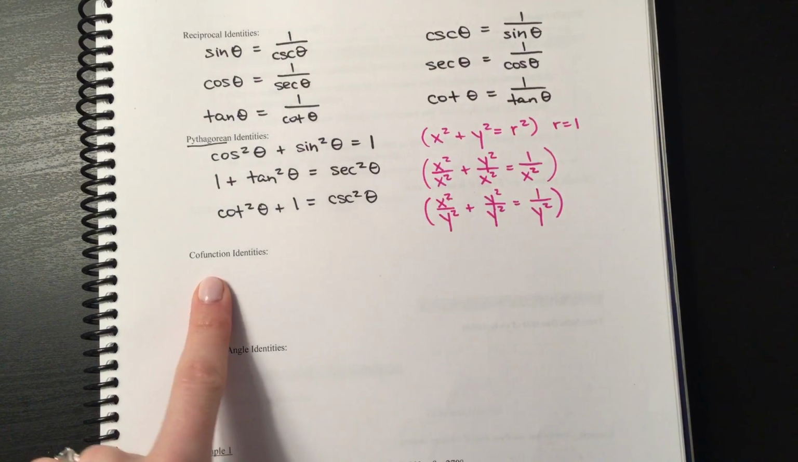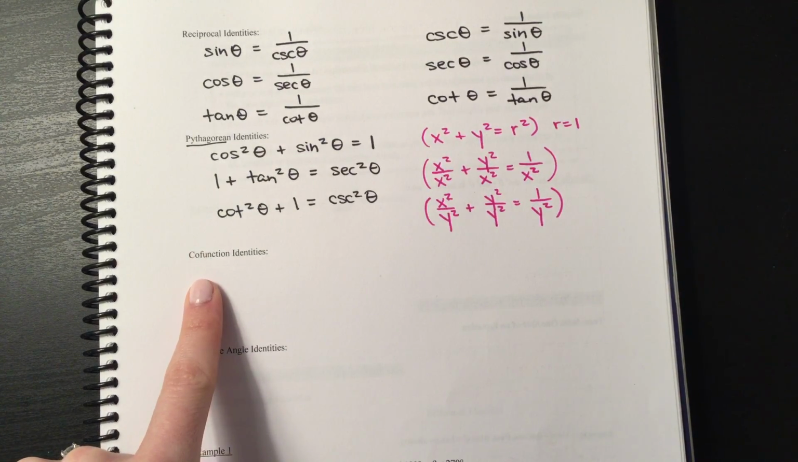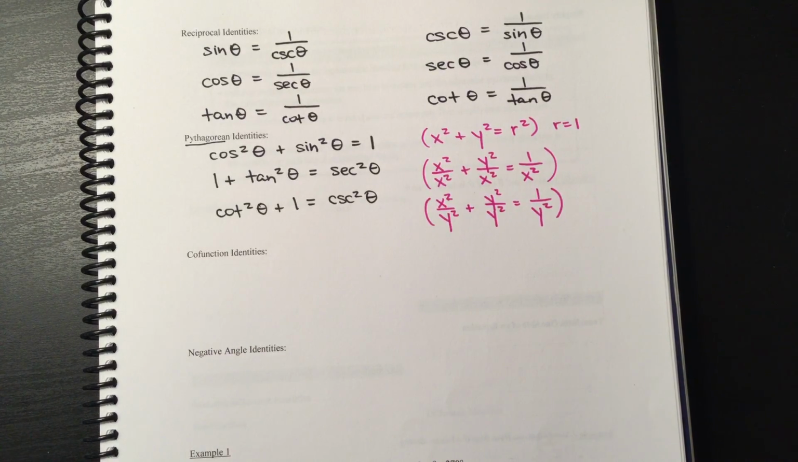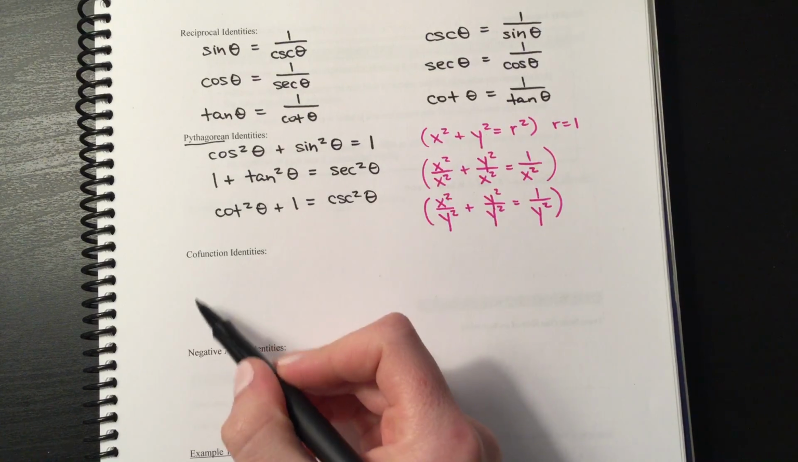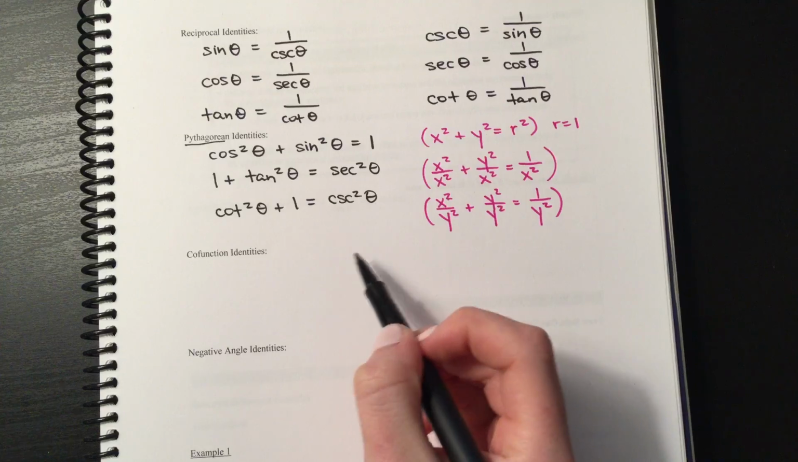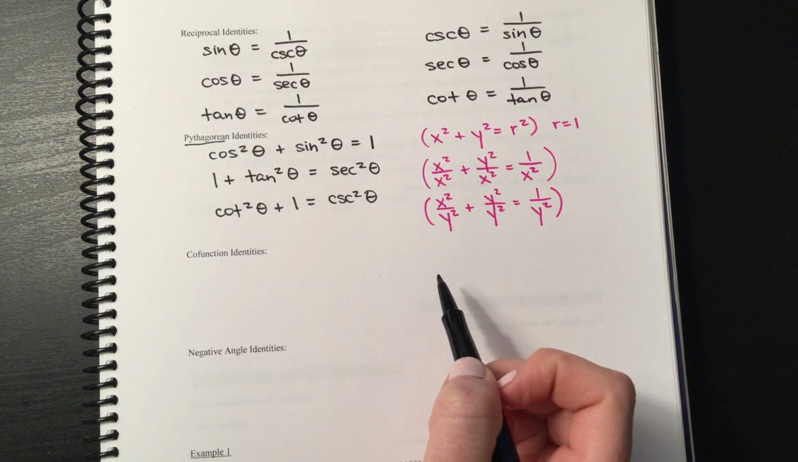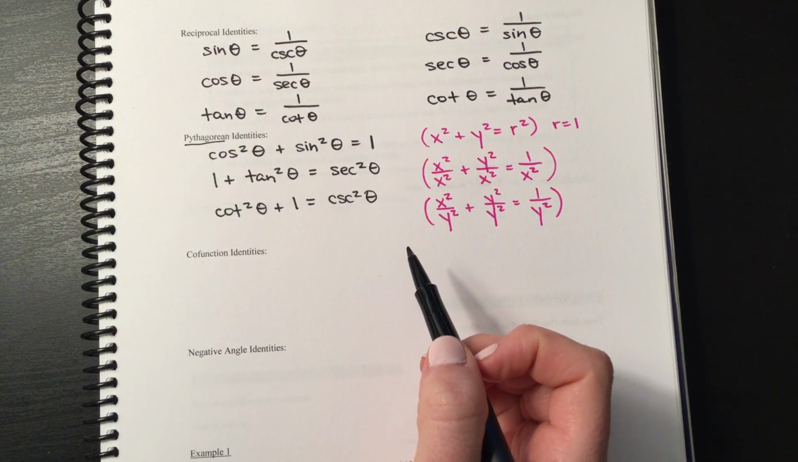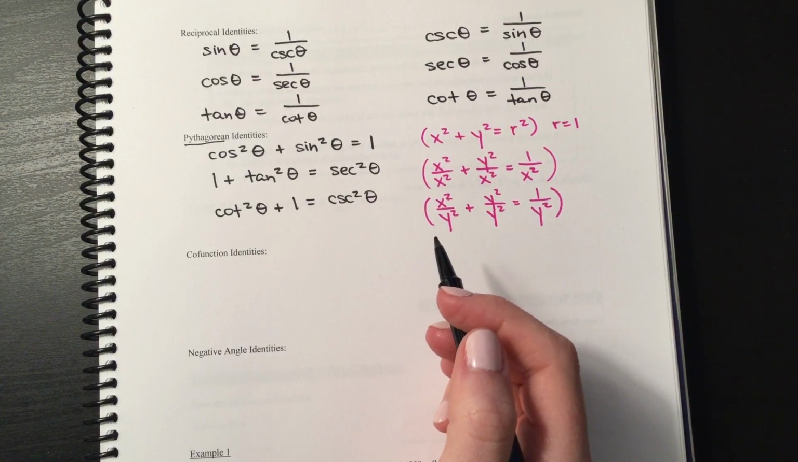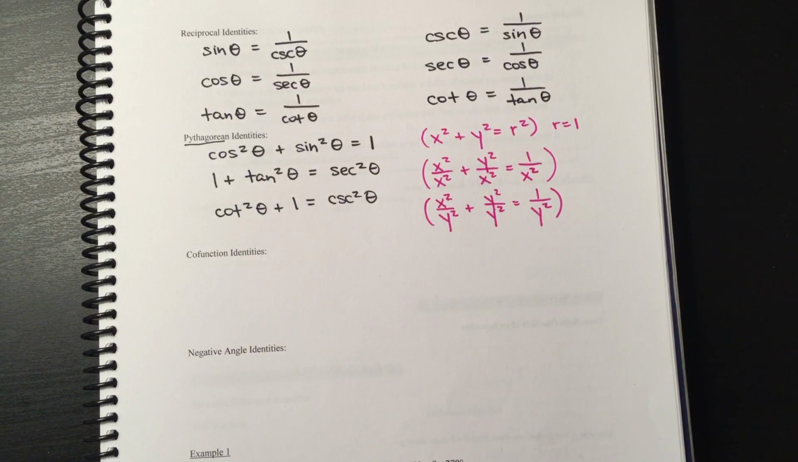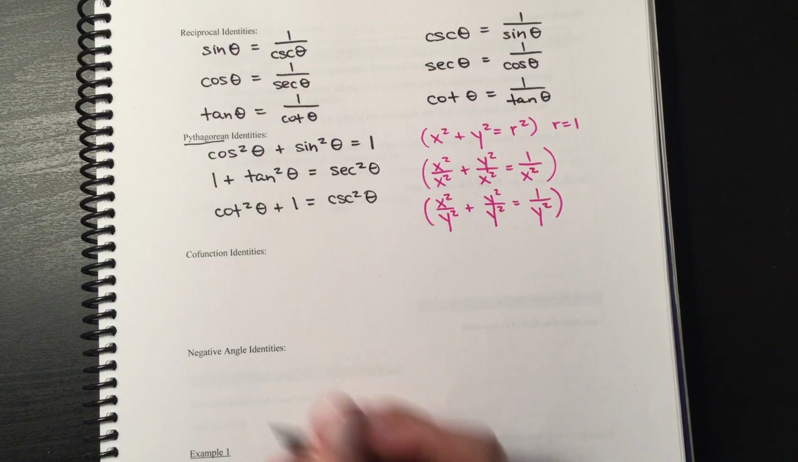All right, next, co-function. Co, meaning like sine and cosine, are co-functions of each other. Tangent and cotangent are co-functions of each other. And what this basically amounts to, you know how sine and cosine are just these repeating periodic functions over and over again? The only difference between sine and cosine is really just a phase shift. So that's what these co-function identities tell us.